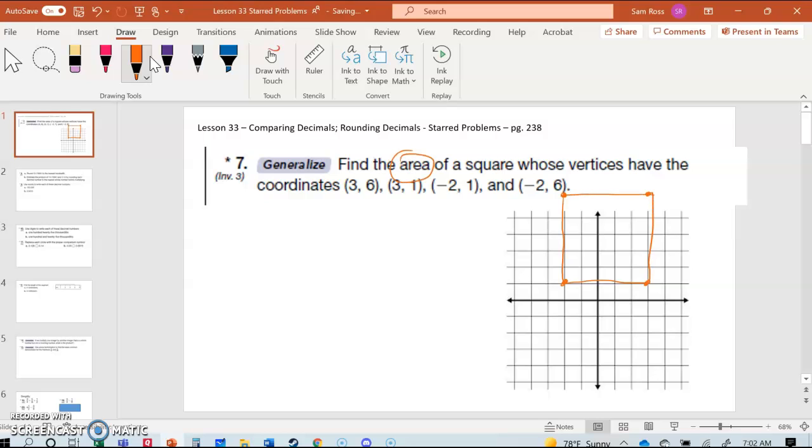and it wants to know the area. So we know that the area is equal to the side squared. So let's see. If this goes here, and that's 6, so that's going to be 1, 2, 3, 4, 5. 1, 2, 3, 4, 5. So each side is 5. So this is 5 squared, which is 5 times 5, which is 25.